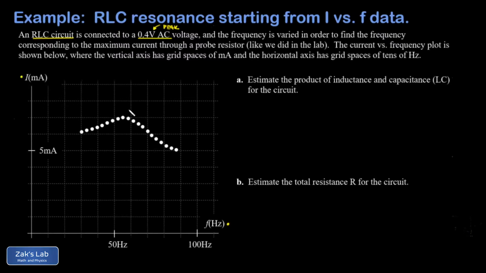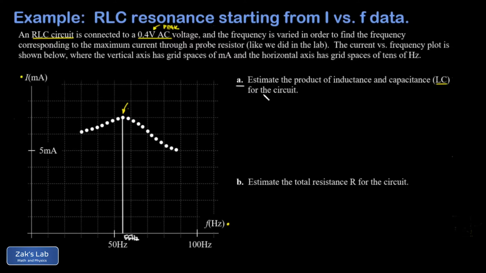We see immediately that there's a special point here where the current through the circuit is maximum. That happens at the resonant frequency for the circuit, and that looks like roughly 55 hertz. So in part A, we're asked to estimate the product of inductance and capacitance, in other words, the product LC.